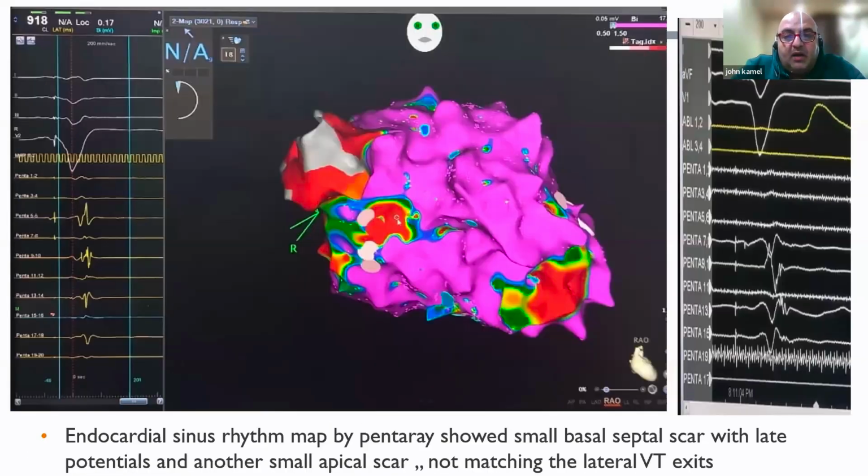This is the endocardial LV voltage map. Of course, the VTs are causing hemodynamic compromise, and we are not dealing with an activation map of VT because we know that he has different VTs. When the VTs are of different morphology and unmappable because of hemodynamic compromise, we will do a substrate map or voltage map, the endocardial LV voltage map.